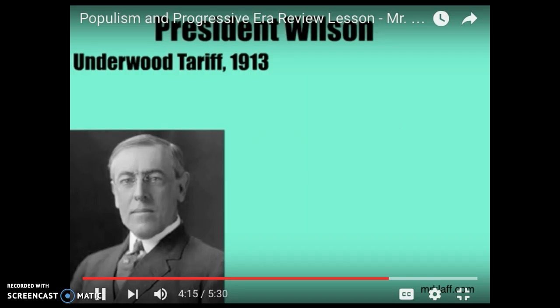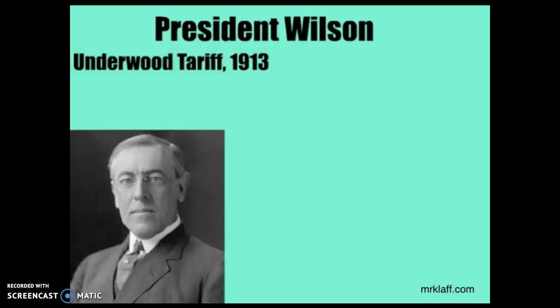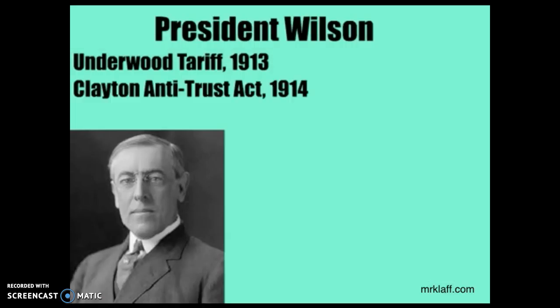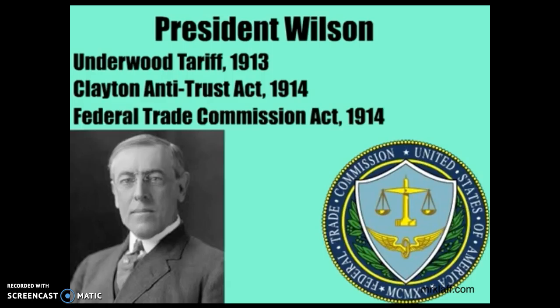And you should know that the Underwood Tariff lowered tariffs, or taxes on imports for consumers. In addition, the Clayton Antitrust Act redefined and strengthened the vague Sherman Antitrust Act, which originally busted unions. The Federal Trade Commission looked to protect consumers from unfair business practices and from potential monopolies. And the Federal Reserve Act brought back a centralized banking system.